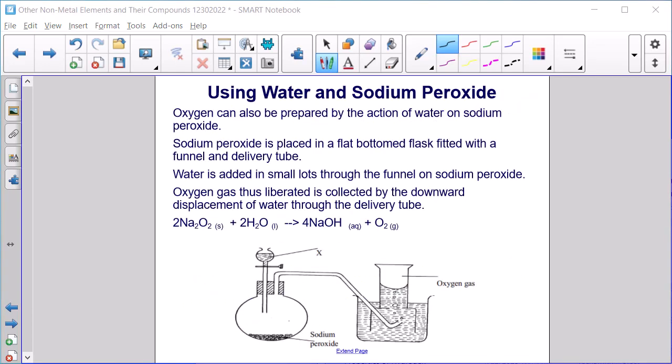Oxygen can also be prepared by the action of water on sodium peroxide. Sodium peroxide is placed in a flat-bottomed flask fitted with a funnel and delivery tube. You can see the sodium peroxide here, the funnel and tube here. Water is added in small lots through the funnel on sodium peroxide. Oxygen gas thus liberated is collected by the downward displacement of water through the delivery tube here.